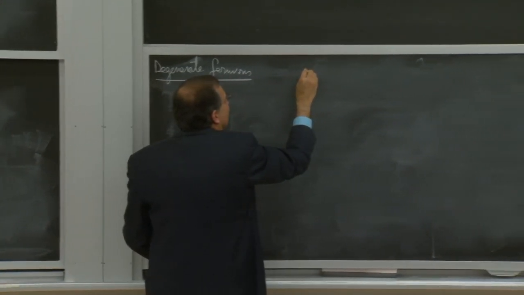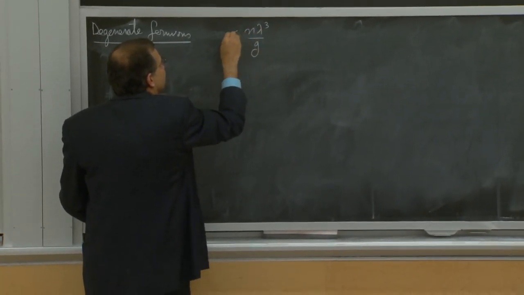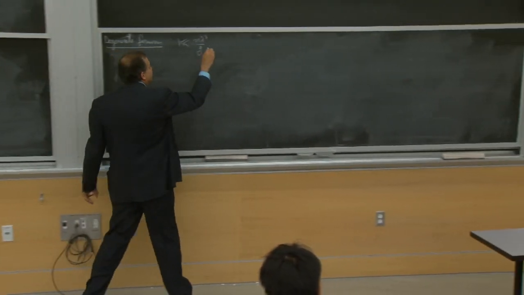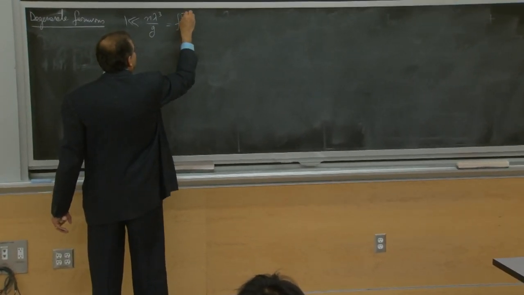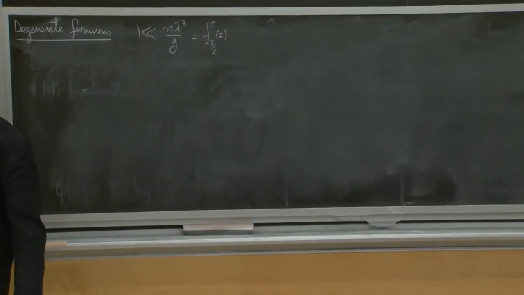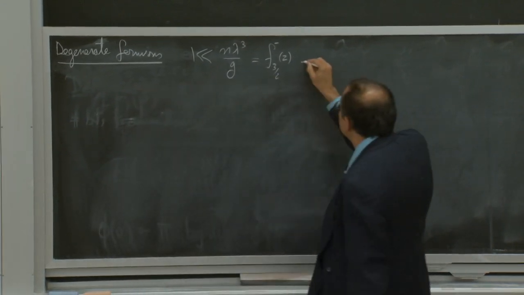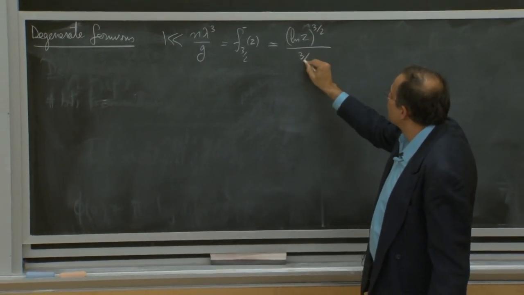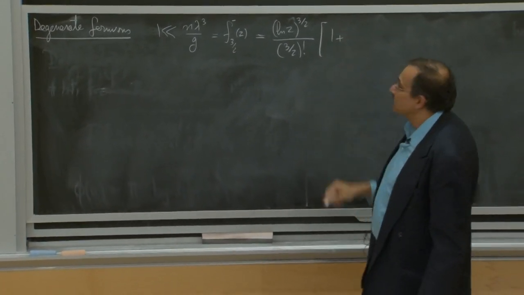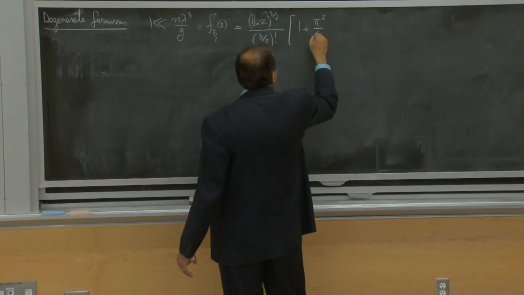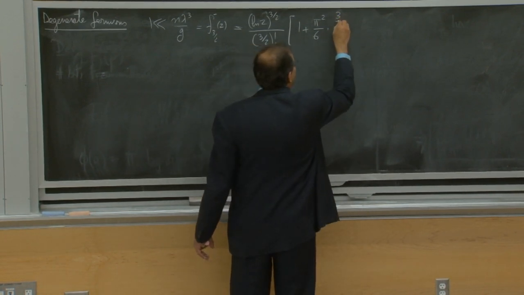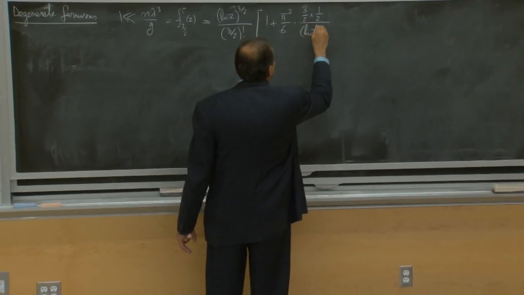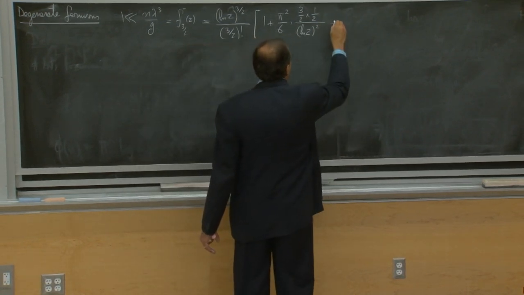I have this quantity nλ³ over g, which I claim is much larger than 1. So I have to look for values of the function f_{3/2}^−(z) that are large. And those values are achieved when the argument is large. And then it takes the form (log z)^{3/2} divided by (3/2) factorial, times 1 plus π²/6. m in this case is 3/2. So I have 3/2 times m minus 1, which is 1/2, divided by (log z)². And then I will have potentially higher order terms.